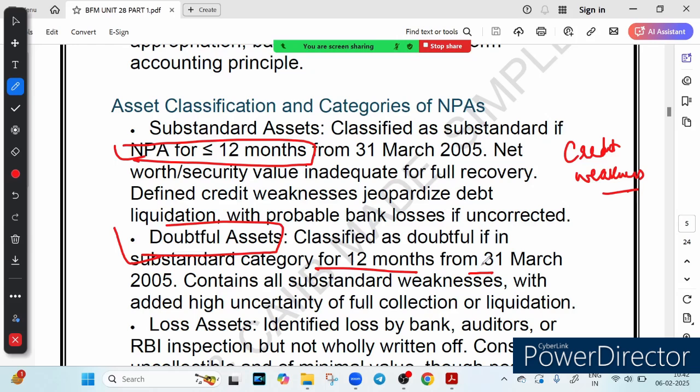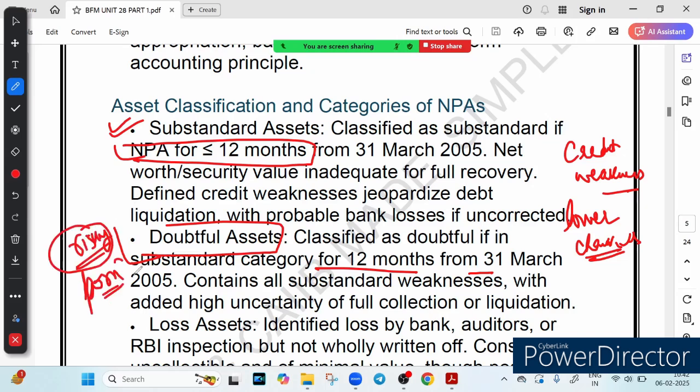The loan has all the weaknesses of a substandard asset. Whatever characteristics are there in the substandard asset are present in the doubtful asset, right? But with a lower chance of full recovery. The chance of full recovery is quite low. The uncertainty is high and the bank is in a quite risky position. Imagine a building with a severe crack. It hasn't collapsed yet, but it might at any time, right? So that is what we call a doubtful asset.